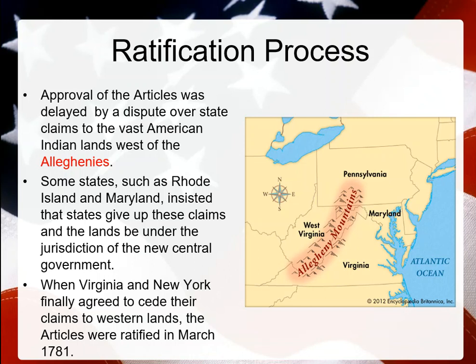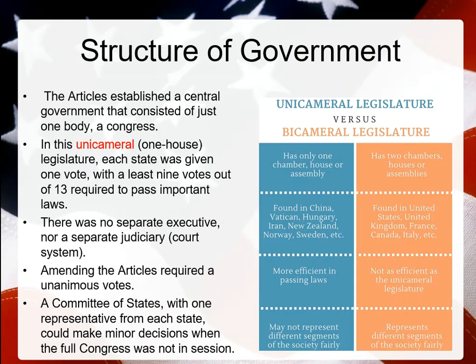But because Rhode Island and Maryland put their foot down, they decide, okay, maybe we'll have this new central government and they will decide the jurisdiction of what happens. So when Virginia and New York finally agreed to cede claims to the western lands, the articles were ratified in March of 1781. It's interesting how the articles took a while to get ratified, and one of the reasons is because of all this extra land that was around. Who gets it, right? Everybody wants it.